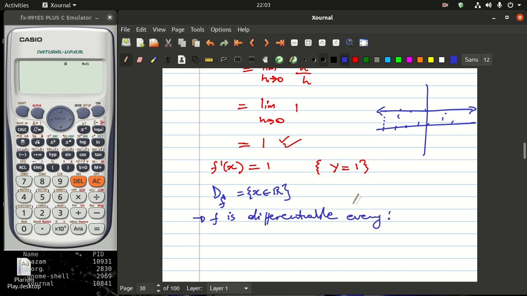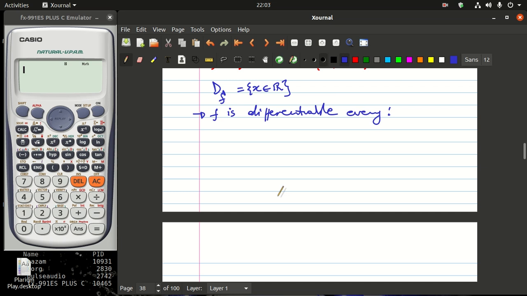In other words, whenever I pick any value of x, this function has a derivative, or the tangent line is going to be 1, or the gradient of the line y is equal to x is just 1 at every point. So that is actually what this thing is saying: differentiable everywhere. Let's look now at number b.